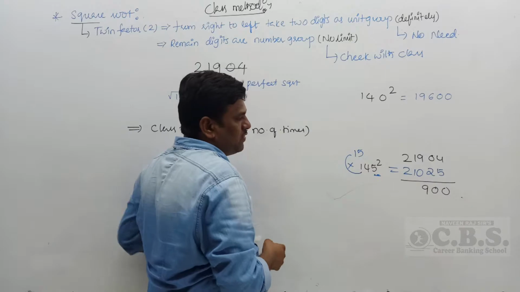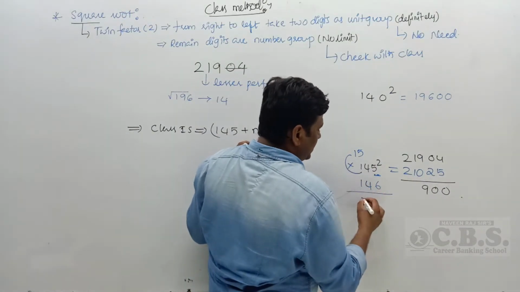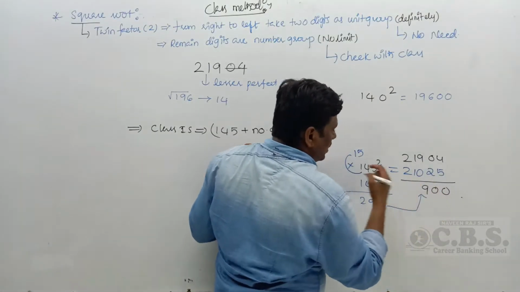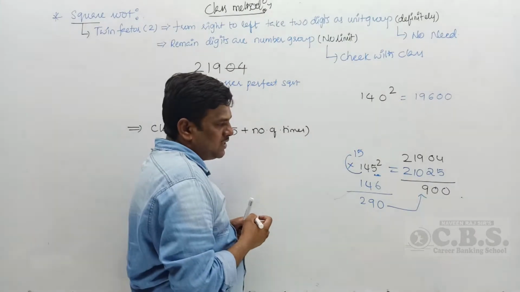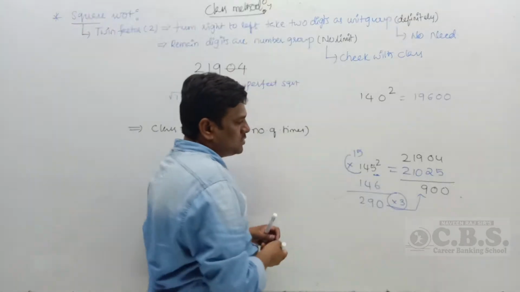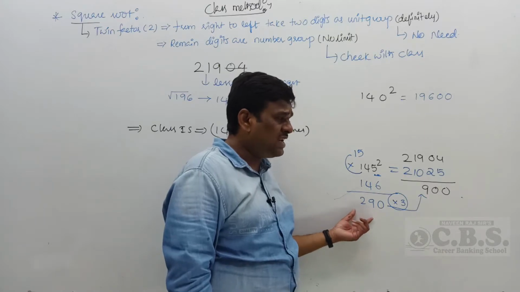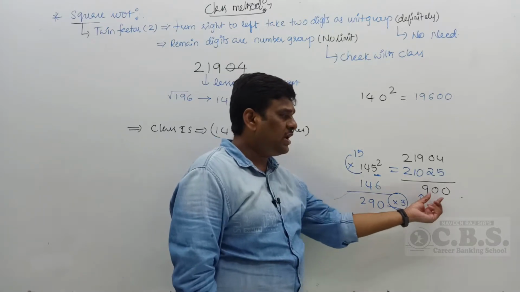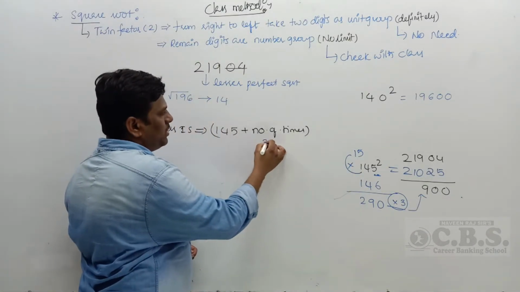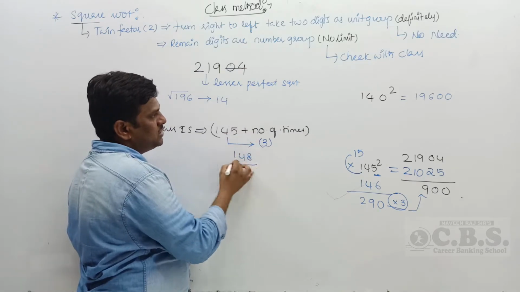Now 145, the class after 145 is 146. So the sum of these two is 290. So we have 290 and 900. Approximately how many times? The number of times is very important. Approximately 3 times. Why? 29 times 3 is 87. So 290 goes into 900 three times only. So 145 plus 3 gives you 148.